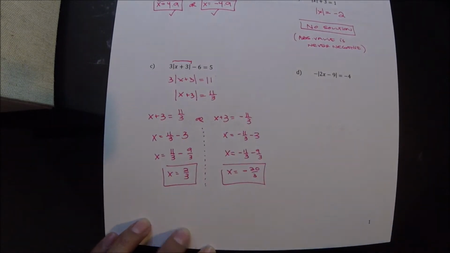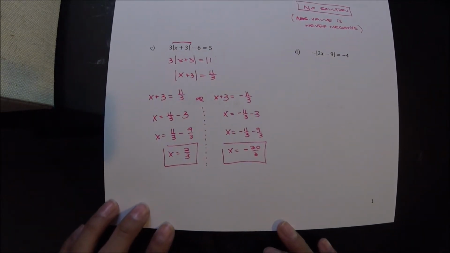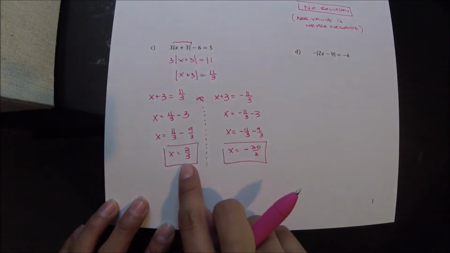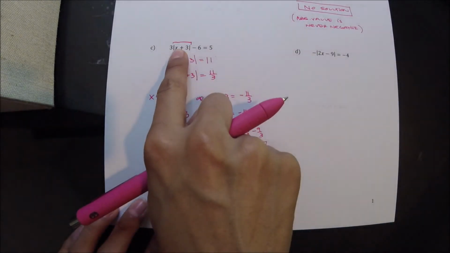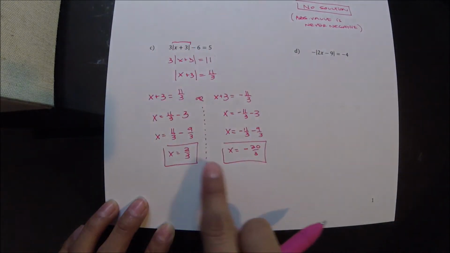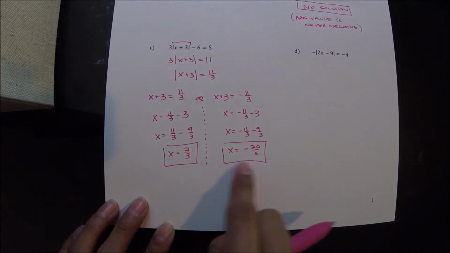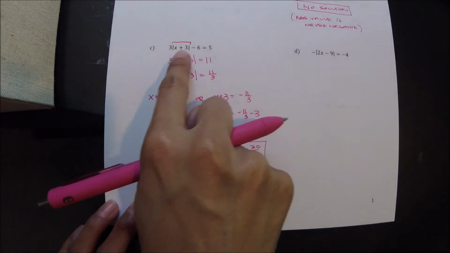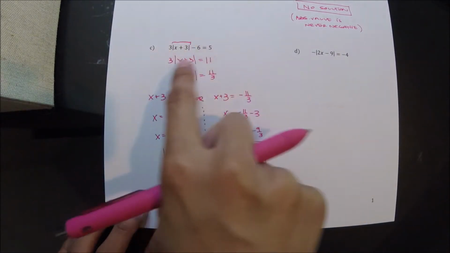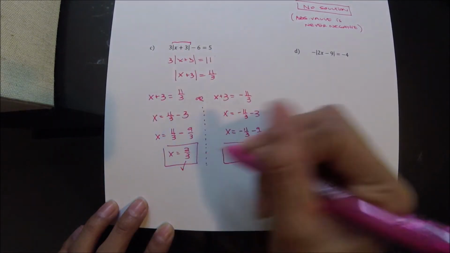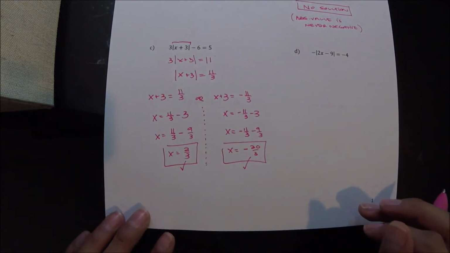So we have two solutions. And if you do plug 2/3 into this original and simplify, and also negative 20/3, no matter which one you plug in and simplify, it will make this whole equation true. So they're both good solutions.